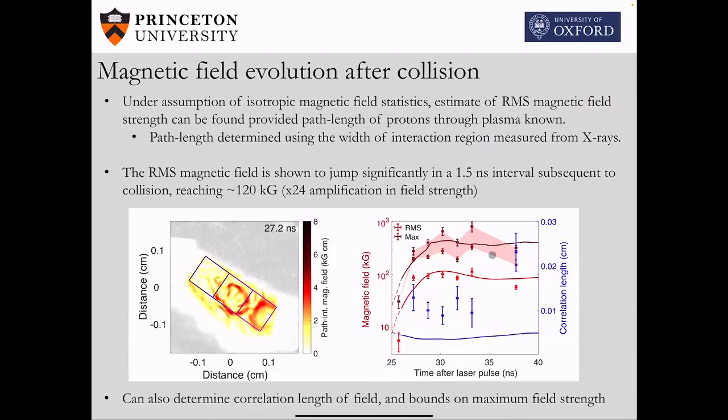We can also compare, the lines, I should say, are the FLASH simulated results. And we find, quite interestingly, and I'll come back to this, that the root mean square value and the maximum value seem pretty similar, but you'll notice there seems to be quite a discrepancy in the correlation length. And this is probably one of the most interesting findings from these experiments.